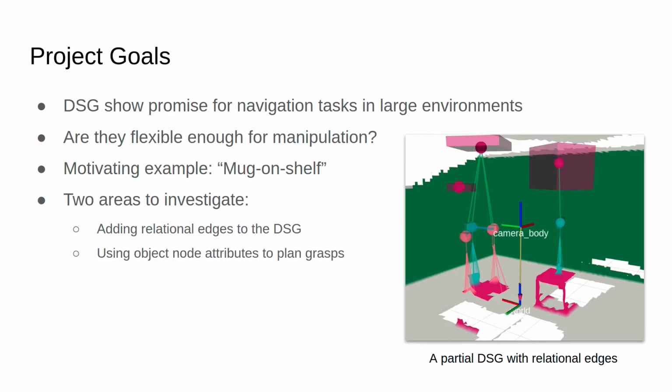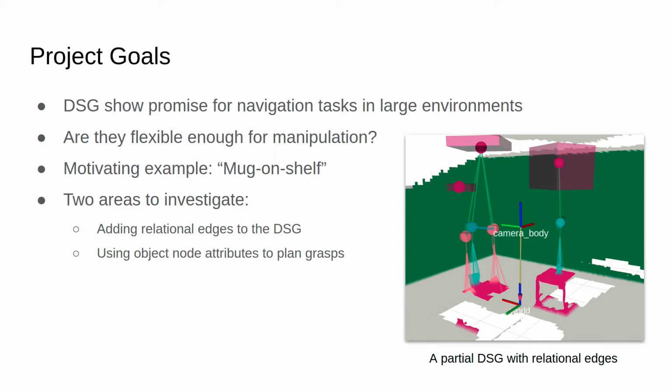Dynamic scene graphs show promise for navigation-style tasks in larger scale environments, especially when the task requires semantic context. But the goal for 3D dynamic scene graphs is to be a flexible, multi-purpose representation with many robotic applications in mind. So the natural question is, can we use dynamic scene graphs as a planning aid for manipulation tasks?